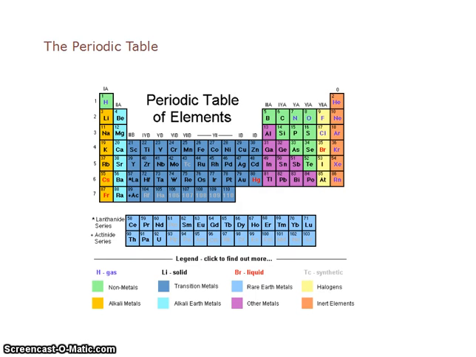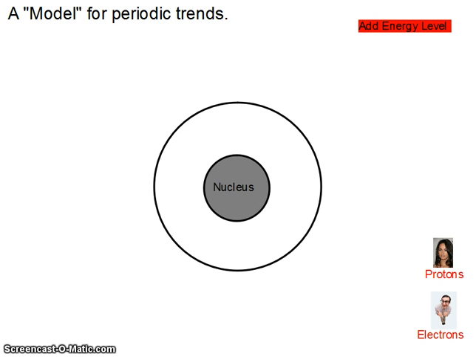Alright, the purpose of this video is to look at and explain some of the trends that we find in the periodic table. So the first thing is to be able to explain why the periodic trends go the way they do is to look at the underlying causes. And to do that, I'm going to look at an analogy or a model for how the trends work.